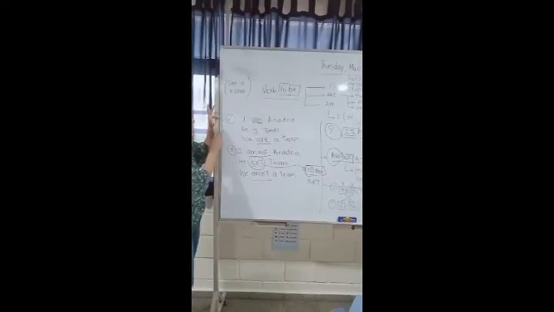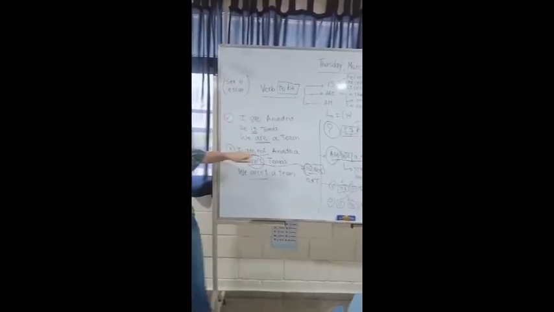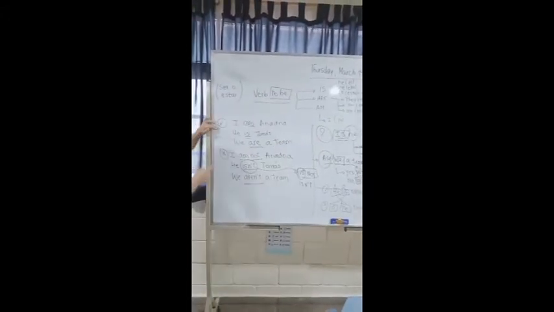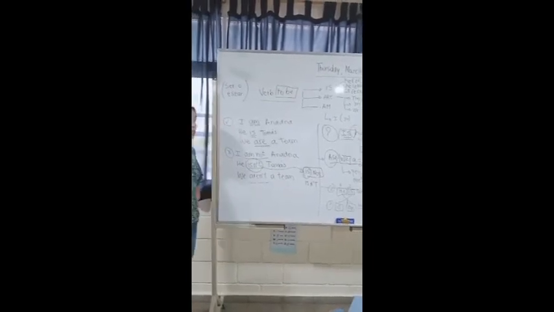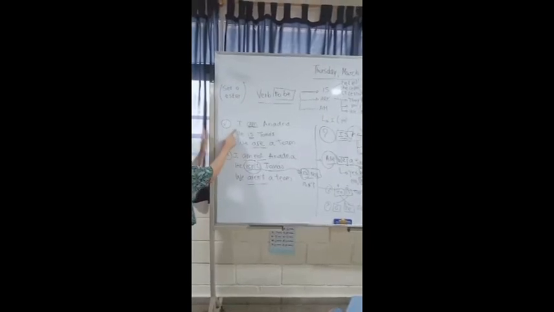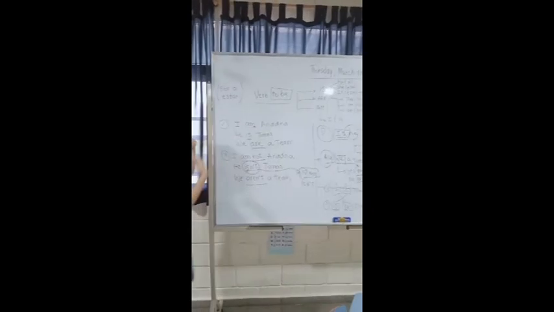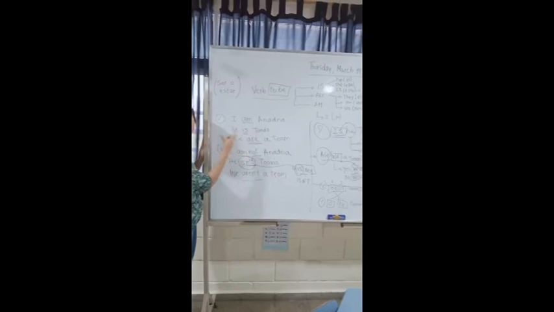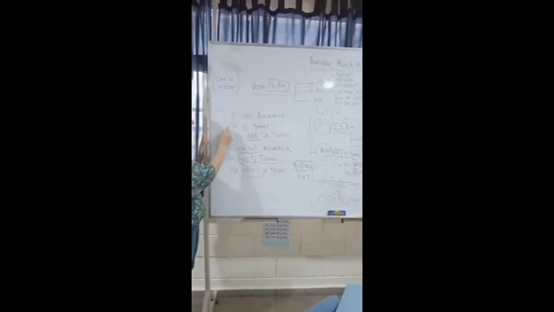Now, let's move to the following step. The positive sentence, a negative sentence, and a question, okay? How do you make a positive sentence using the verb to be? First, you have to write the pronoun or the subject. After that, you have to write the verb to be, depending on the subject, the pronoun you have before. For example, I am Ariadna. He is Thomas. We are a team, right?